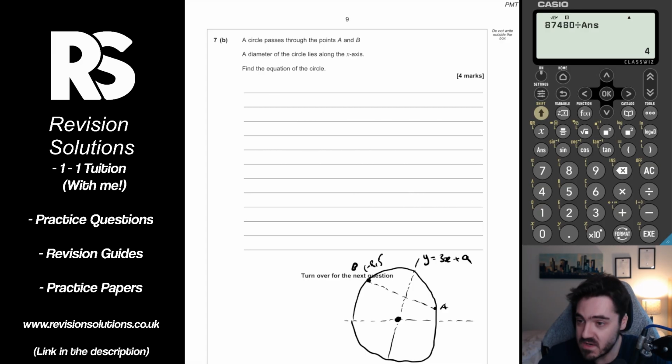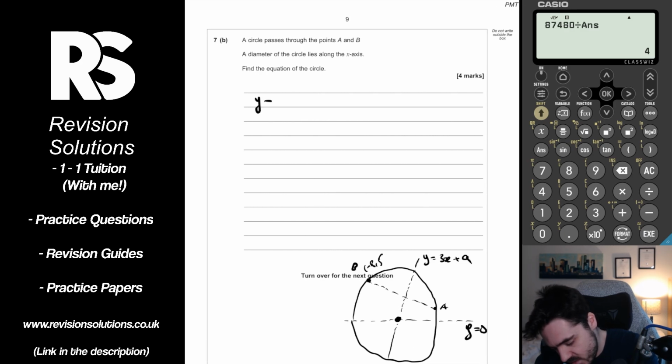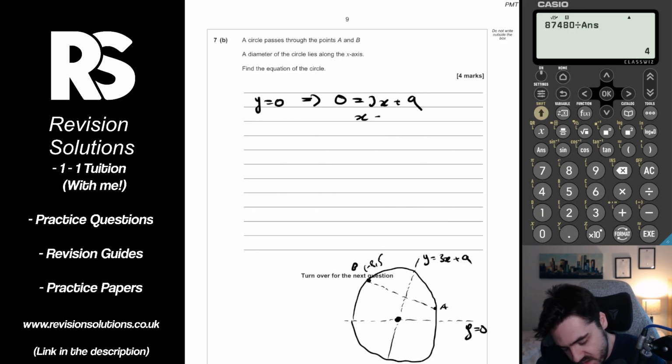So we can find the center really easily just by setting y equal to 0, because if this is the line y equals 0, we're along the x-axis, right? So if y equals 0, then we'd have 0 equals 3x plus 9. That would give us x equals minus 3. And if x is minus 3, then we know our point is minus 3, 0 for the center.